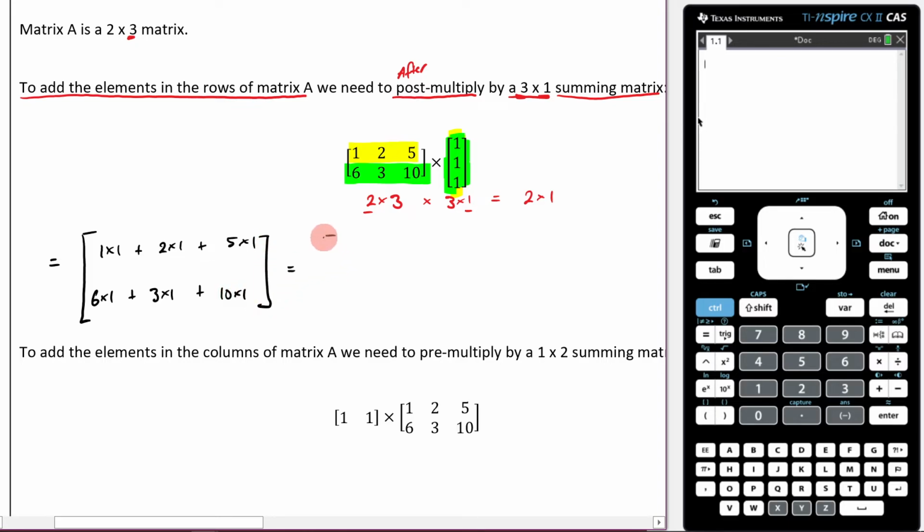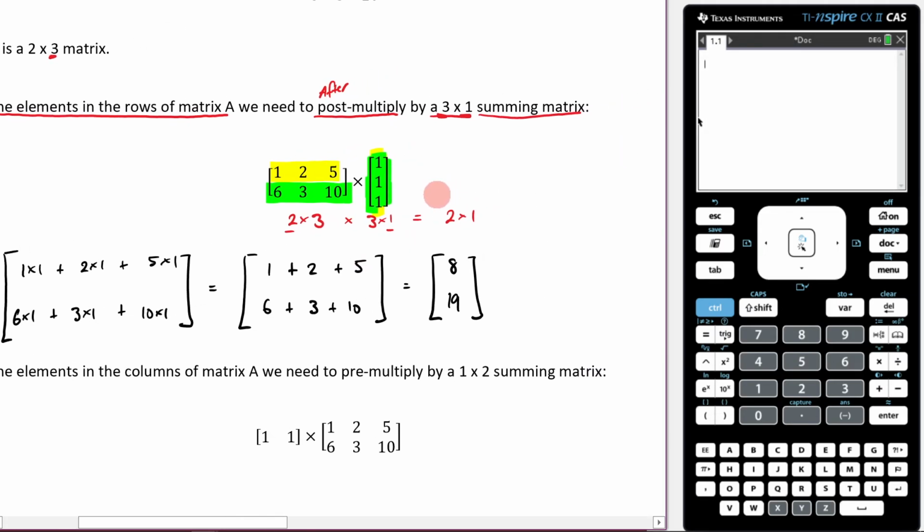What's that going to be? It's going to be 1 plus 2 plus 5, and then 6 plus 3 plus 10. So this is going to be 8, and this is going to be 19. Do you see all we have done is gone 1 plus 2 plus 5 is 8, 6 plus 3 is 9 plus 10 is 19. This just allows us to sum the rows together. That's all we've done.